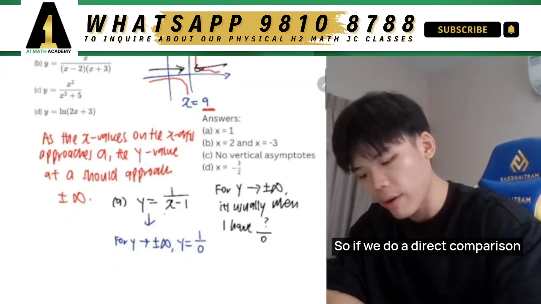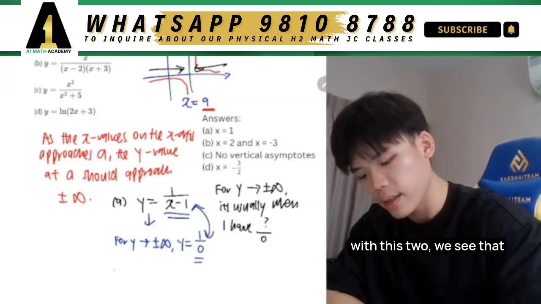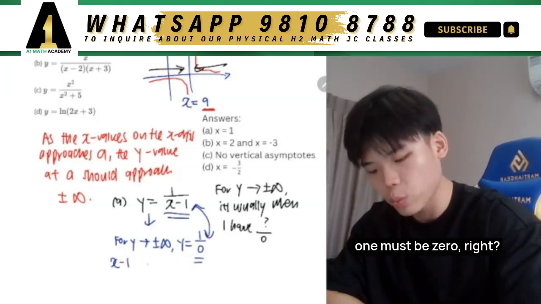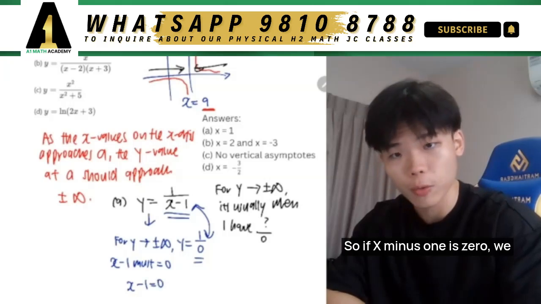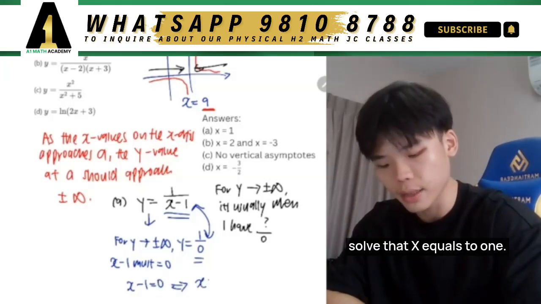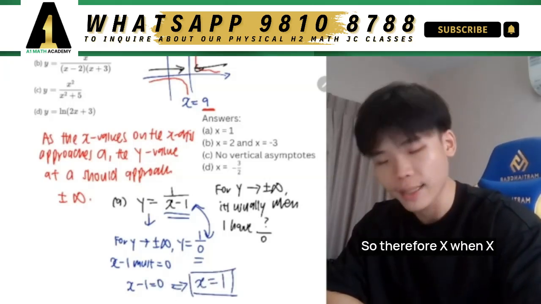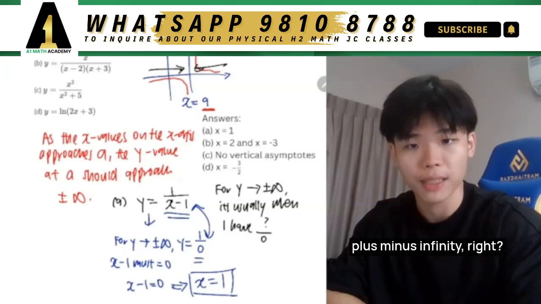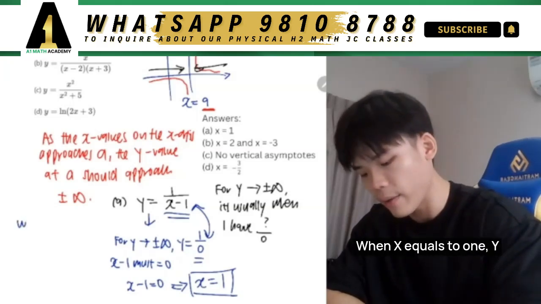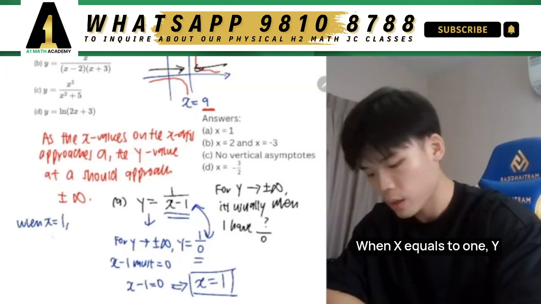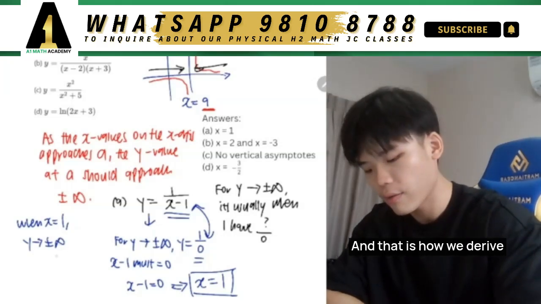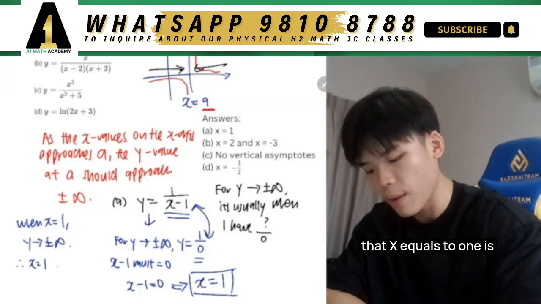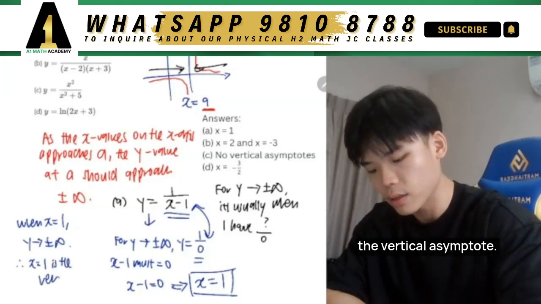So if we do a direct comparison with these two, we see that for this to happen, x minus 1 must be 0, right? So if x minus 1 is 0, we solve that x equals 1. Therefore, when x equals 1, y approaches plus minus infinity. And that is how we derive that x equals 1 is the vertical asymptote.